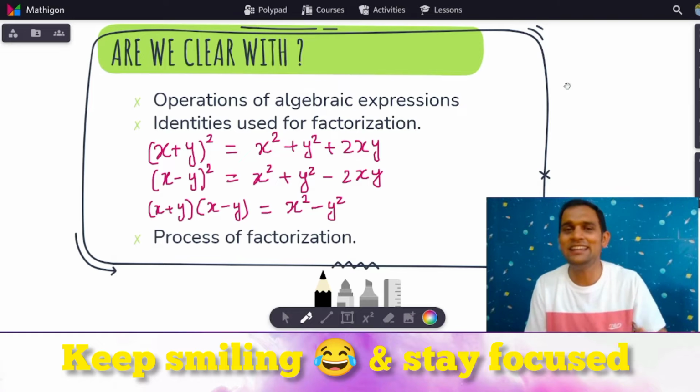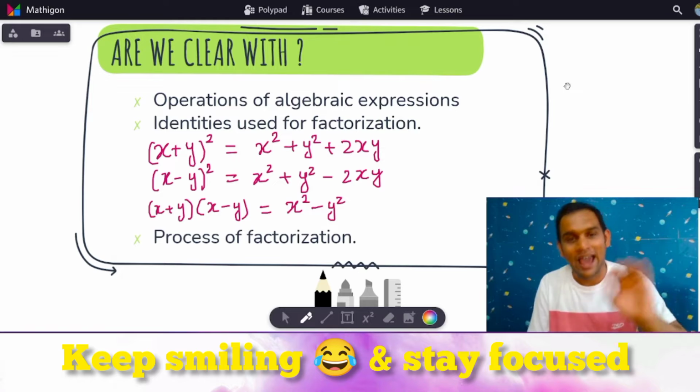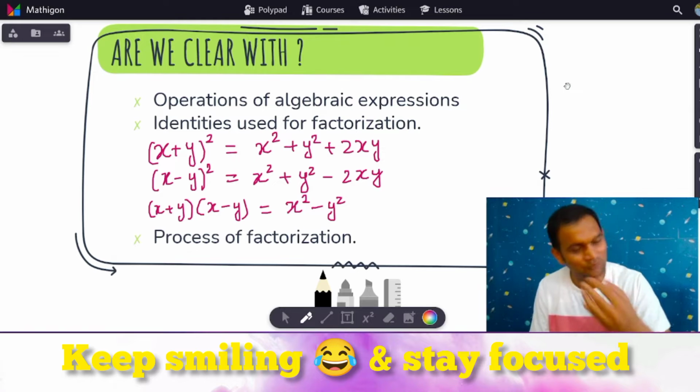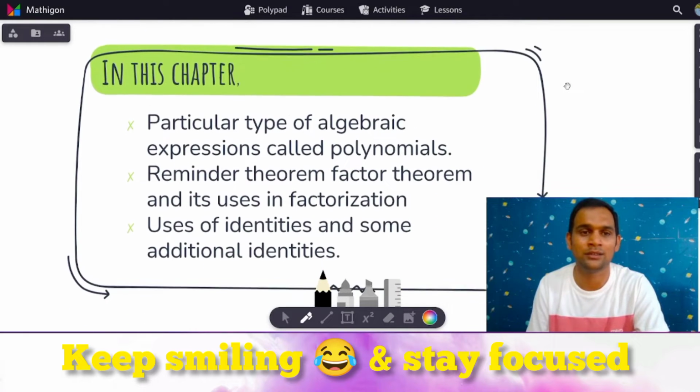If in any case you don't remember that, don't worry at all. As soon as we move ahead in the chapter, we will revise those things very fast and then proceed forward. Now, what is there in this chapter.